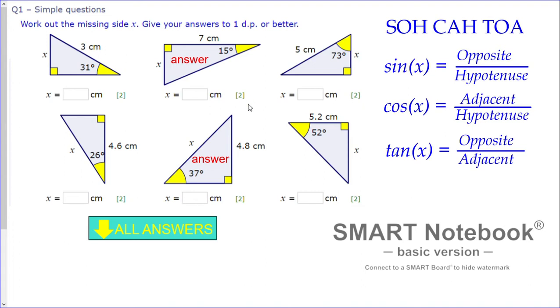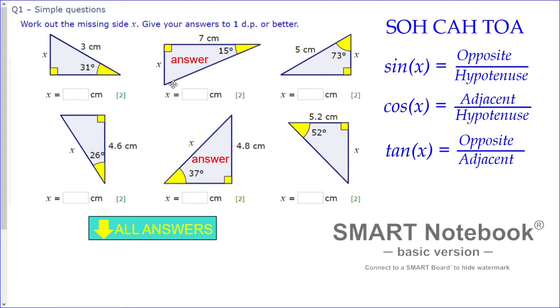Okay, we're back with some trigonometry questions. The question says, work out the missing side x, give your answer to one decimal place. For all these questions, they all involve right-angled triangles, so you can use SOHCAHTOA. This is a word that lets you remember all of these different functions.